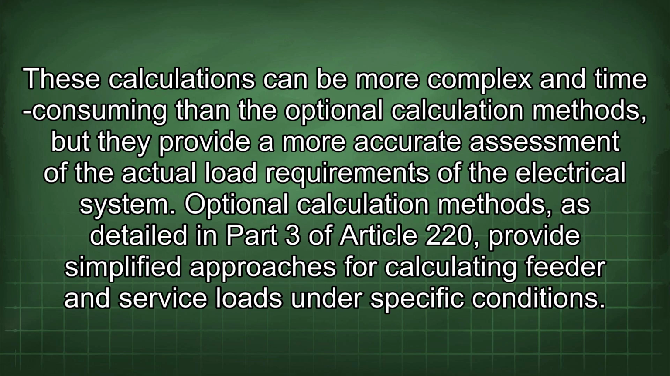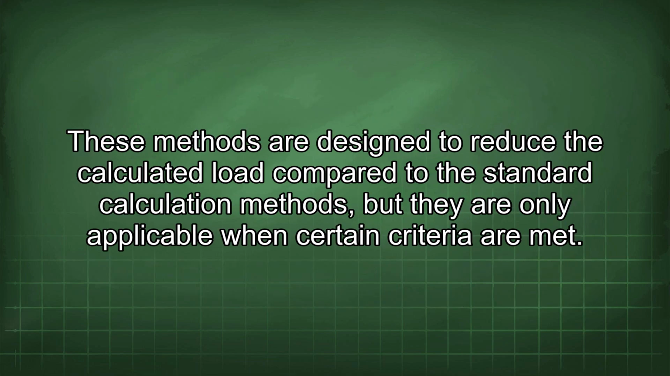Optional calculation methods, as detailed in Part 3 of Article 228, provide simplified approaches for calculating feeder and service loads under specific conditions. These methods are designed to reduce the calculated load compared to the standard calculation methods, but they are only applicable when certain criteria are met.